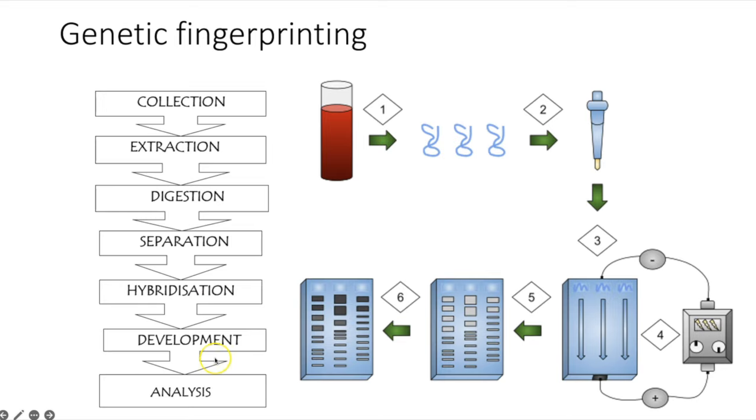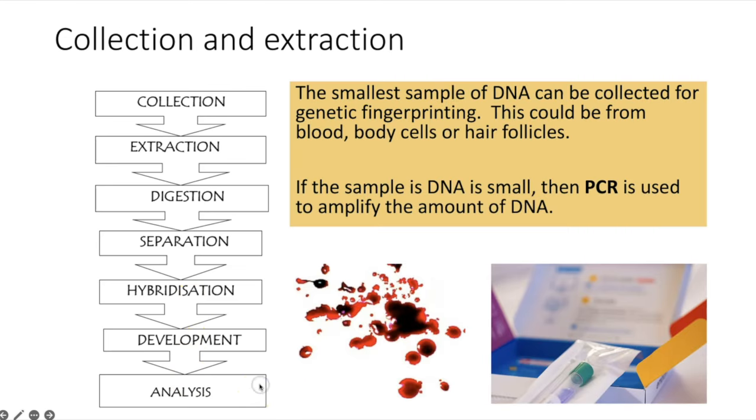So here are the stages we're going to go through in genetic fingerprinting: collecting your sample of DNA to analyse, how you then extract just the DNA, digest it, separate it, and then ultimately analyse your sample. So collection, the smallest sample of DNA can be collected for genetic fingerprinting, and this could be from blood or body cells or hair follicles. And if the sample of DNA is really small, then PCR is going to be used first, so you have a large quantity.